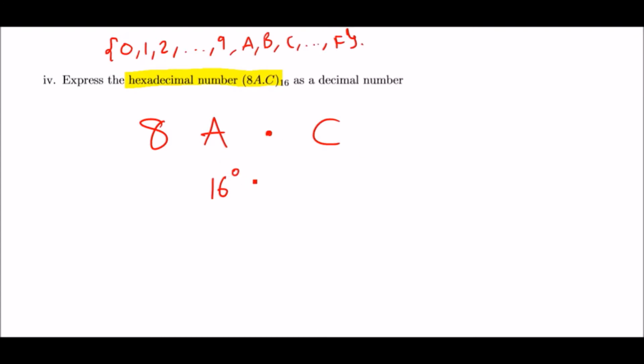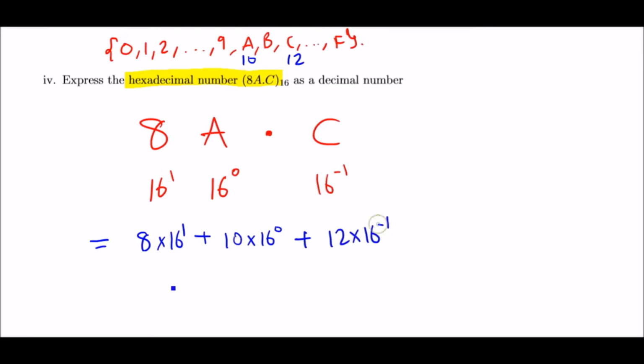And then we continue increasing the power on the left side and decreasing it on the right. And that's it. Now all you do is find the sum product. When you do that, you're going to get a perfect decimal number, which will give you what you want. So let's do that. The result is going to be 8 times 16 to the power 1 plus A, which is the same as 10. Remember, A here equals 10 and C here equals 12. So it'll be 10 times 16 to the power 0 plus C, which is 12 times 16 to the power negative 1. And that's it.